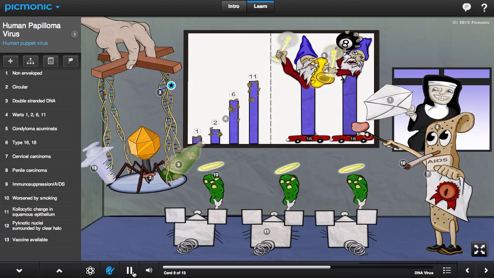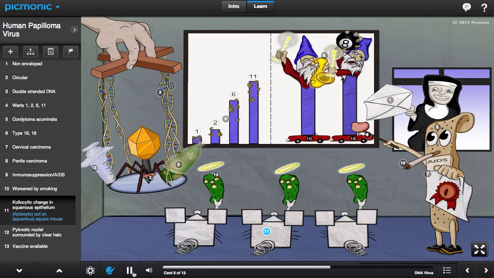The human puppet virus is leading the classroom discussion. Today's topic is sexual education. It is very important for young prolific square mice to know how to prevent sexually transmitted diseases.